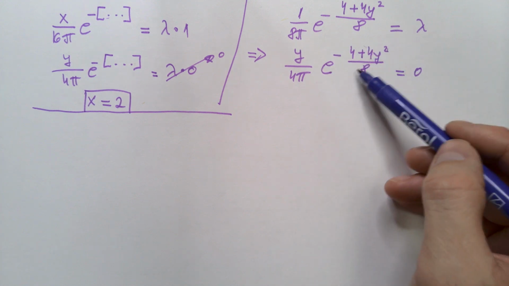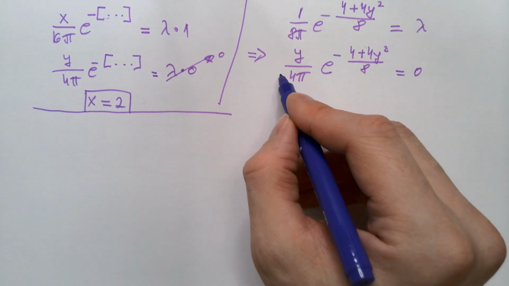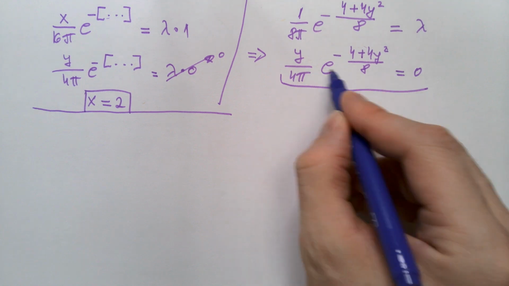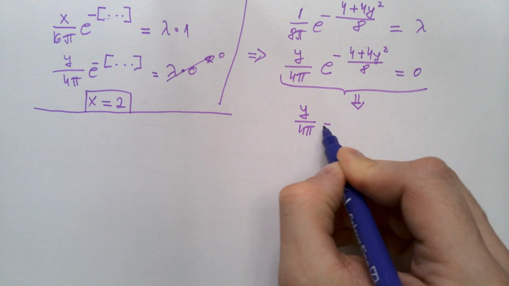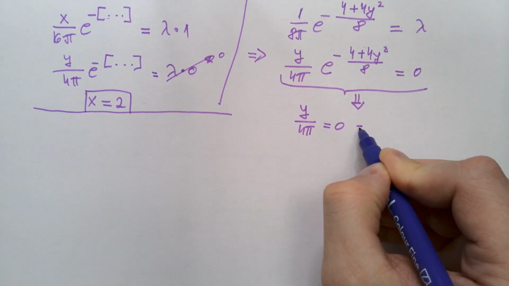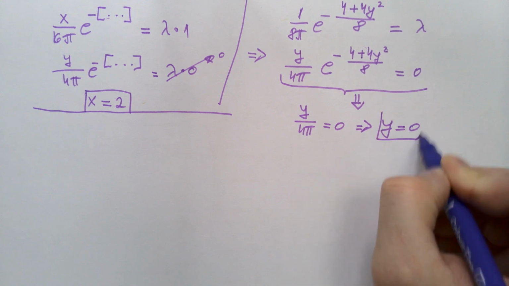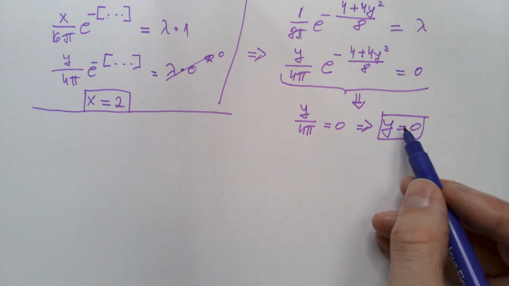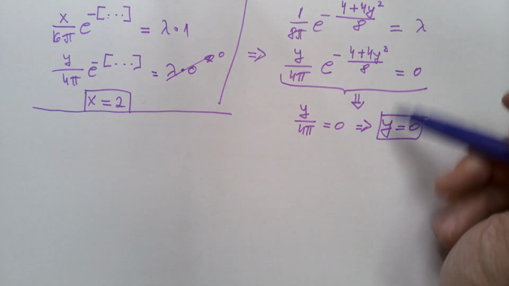An exponential function can never be 0, which means this equation over here can only be 0 if y divided by 4 pi is equal to 0, and that can only be if y is equal to 0. So we found x, we found y. Let us now find this Lagrange multiplier lambda.